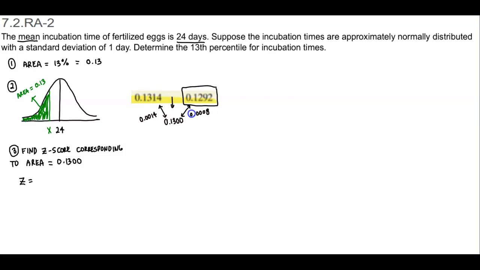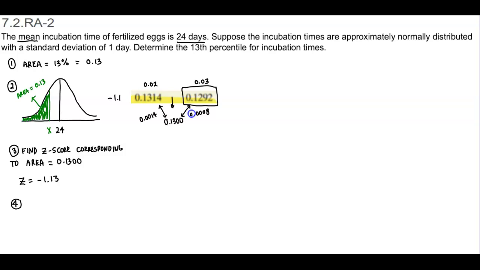Now recall that the z-score was negative 1.1, and this was 0.02, and this was 0.03. So therefore the z-score is going to be negative 1.13.